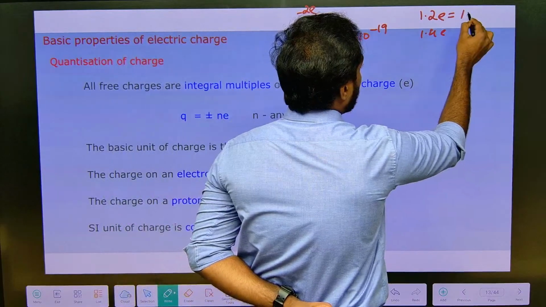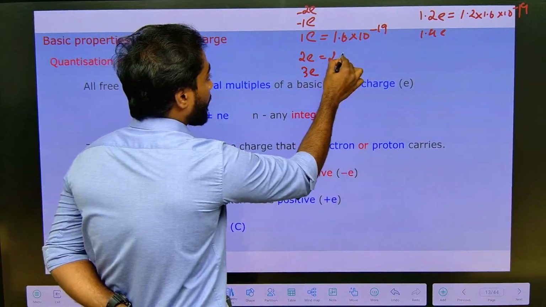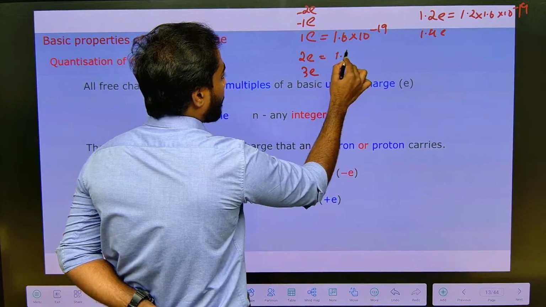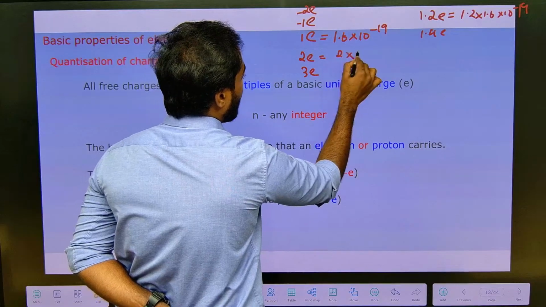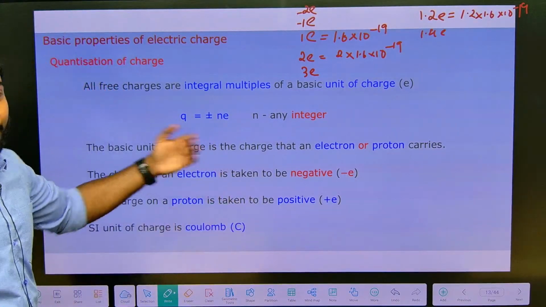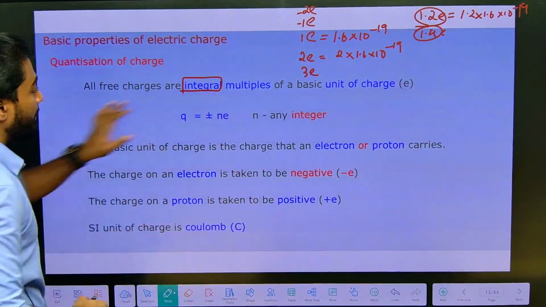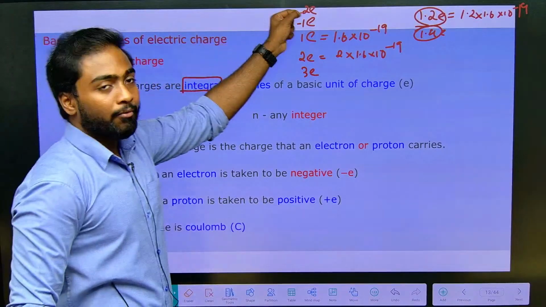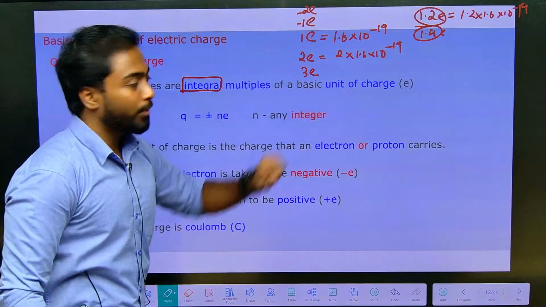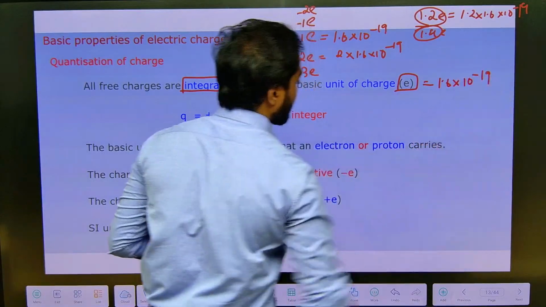Is it possible to have 1.2 into 1.6 into 10 power minus 19? No. When I talk about 2 times of minus e, that is 2 into 1.6 into 10 power minus 19, right? So 2 times, 3 times, or minus 1 time, minus 2 times. We can't take a decimal value, it is an integral multiple. The meaning of integral is that we should take values without decimals, right? So all free charges are integral multiples of the basic unit charge, that is e. The value is 1.6 into 10 power minus 19, right?